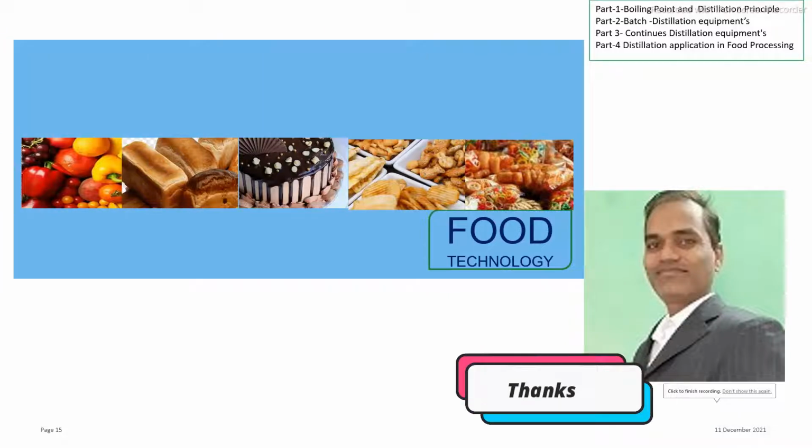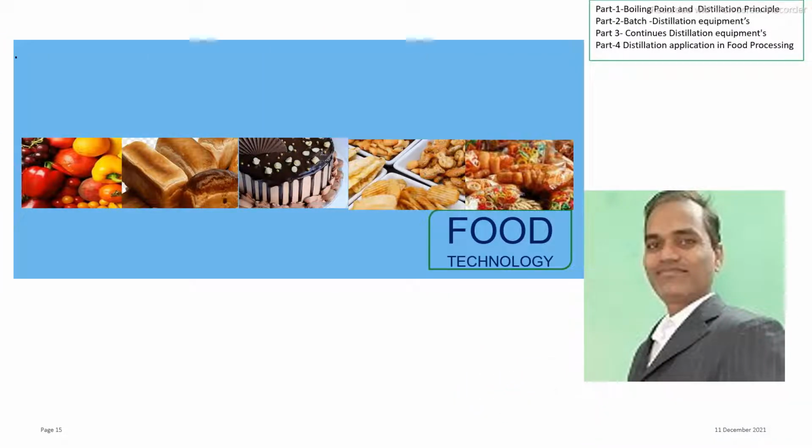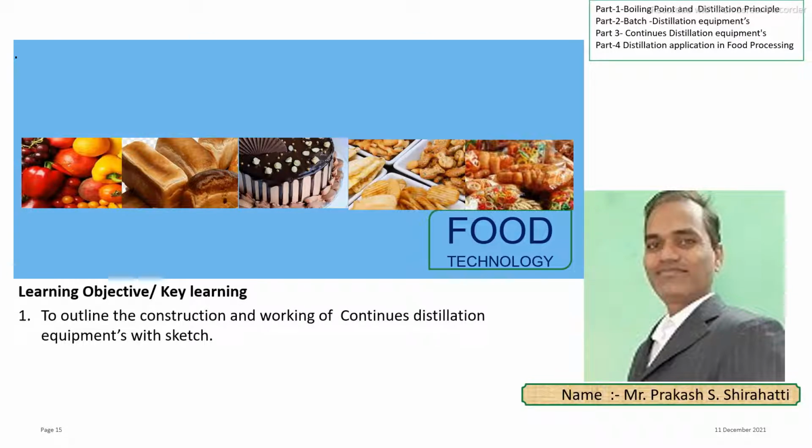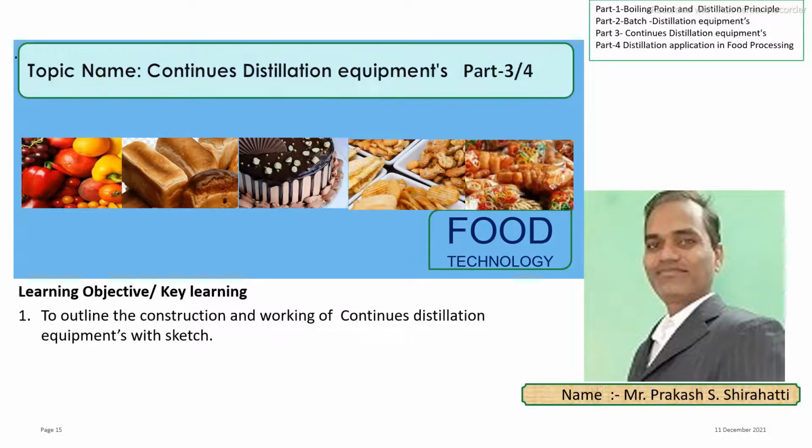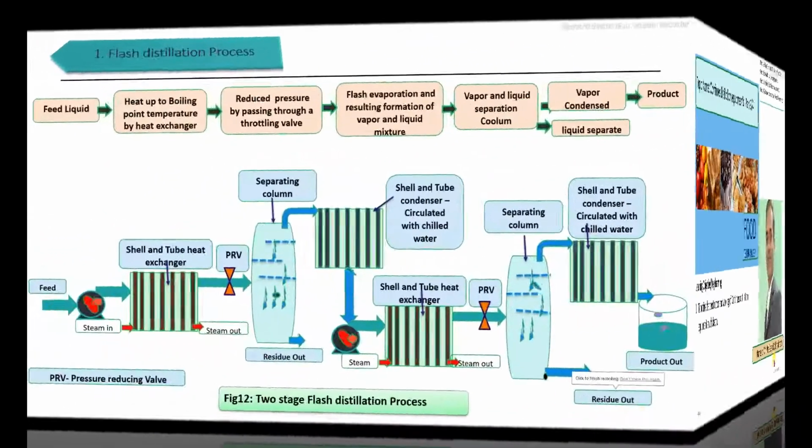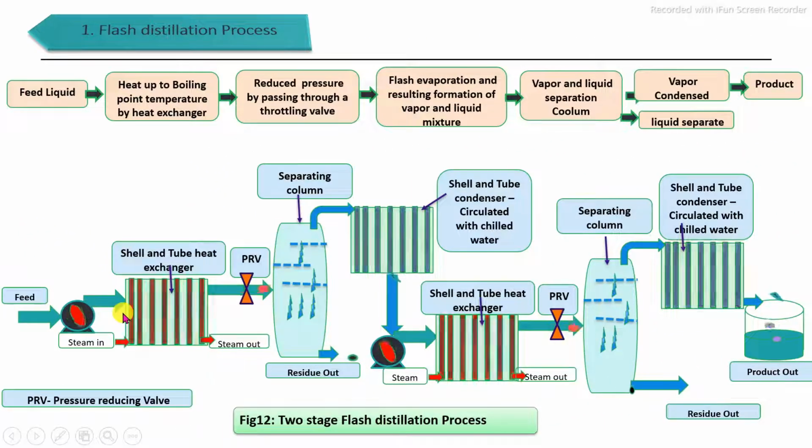Hi, in this video you will learn the continuous distillation process, in which the construction and working of continuous distillation unit operations are discussed. In the continuous distillation unit operation, the fermented liquid is fed continuously for the distillation process, and finally we get the continuous concentrated product. It may be operated in series as per our requirement of the final concentrated product.